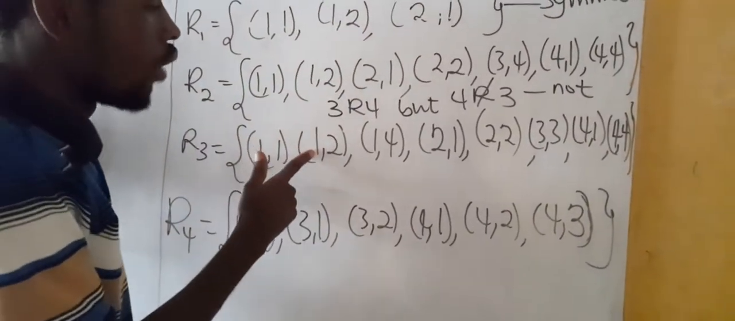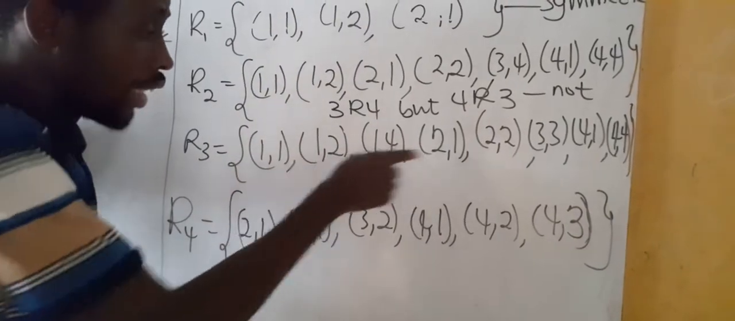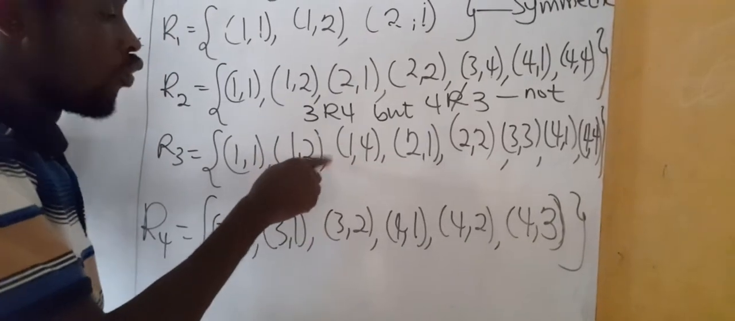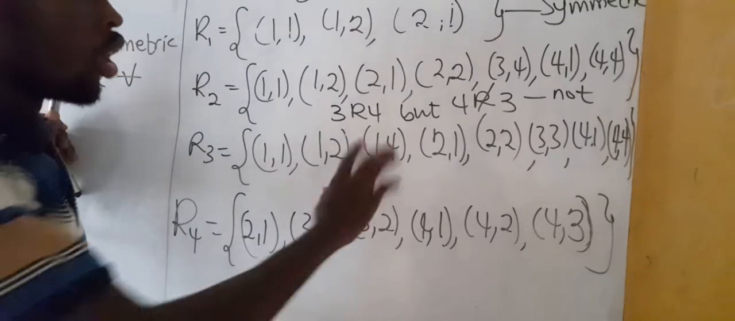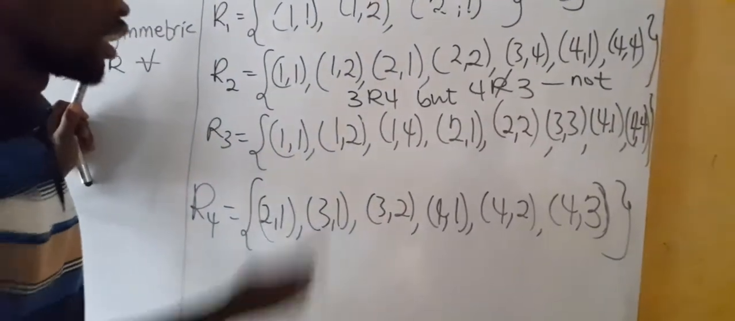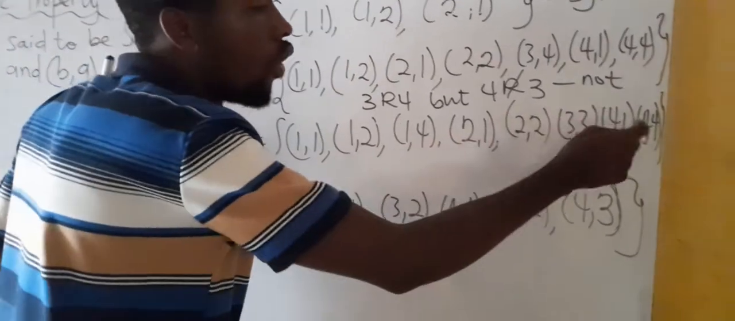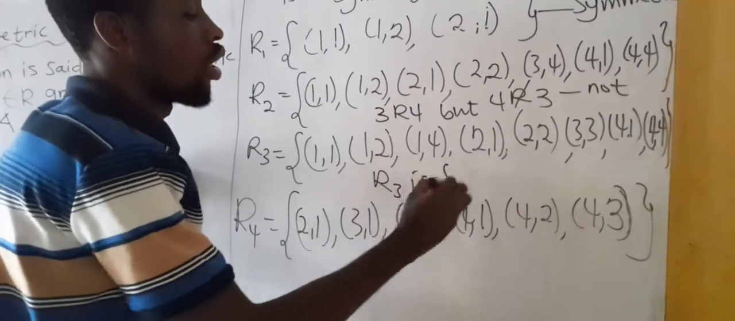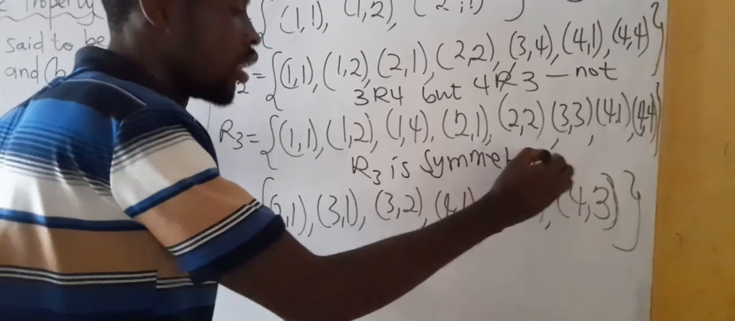Now let's check the third one, R3. See, 1 relates 2. As I said, we flip it and get (2, 1). Is (2, 1) in the set? Yes, (2, 1) is there. 1 relates 4. Flip it, it is (4, 1). Is there (4, 1)? Yes, there is (4, 1) here. For the rest, the elements are equal, so there will not be much attention there. So 1 relates 2, 2 relates 1. Perfect. 1 relates 4, 4 relates 1. Perfect. Then we say R3 is also symmetric. I hope you get that.